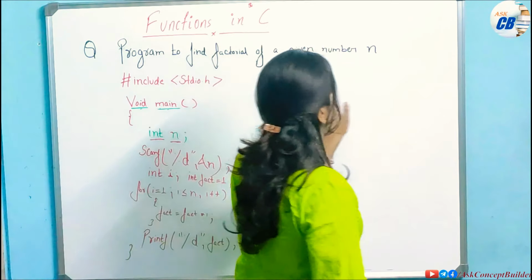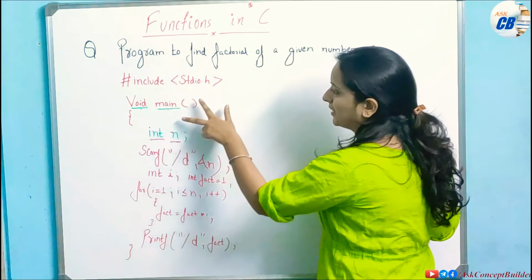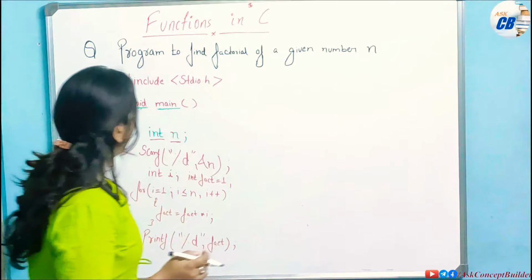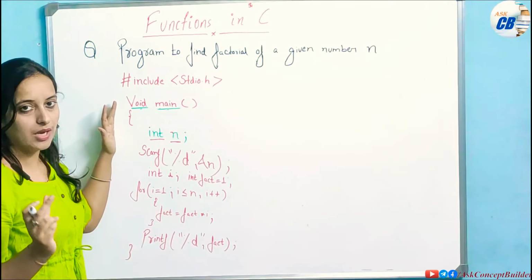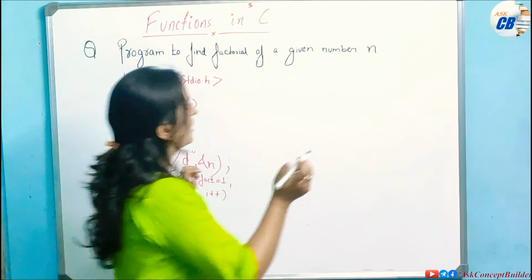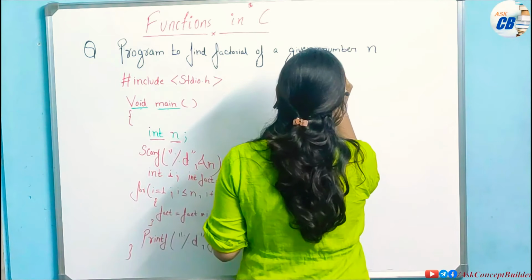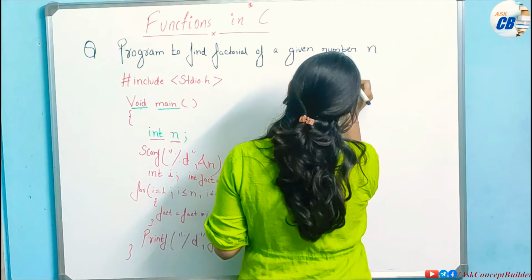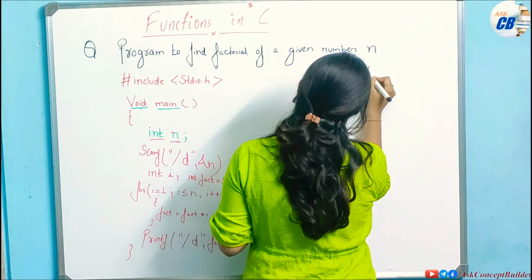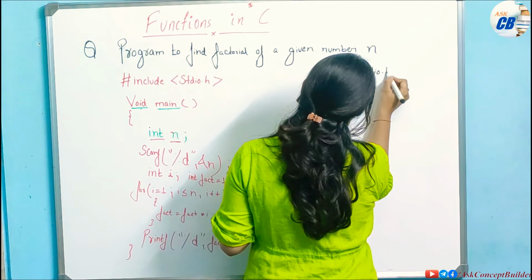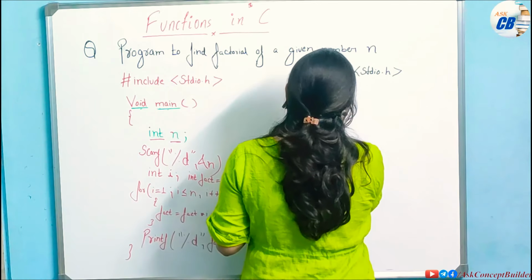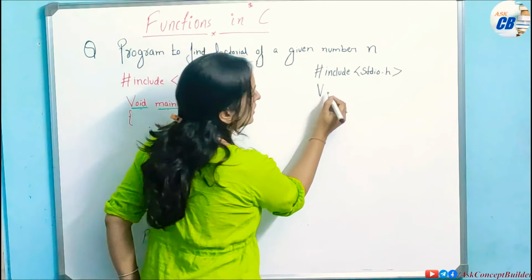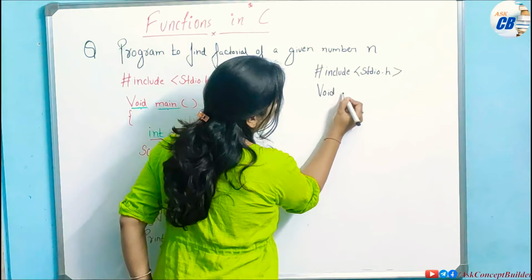Now see, first of all, this basic thing will be the same. This is your header file, and then the whole program you have to start from your main function. This part will be the same in every program. So first we will include our header file. It will be the same for any program which you are writing. This is your header file, and then this main program.